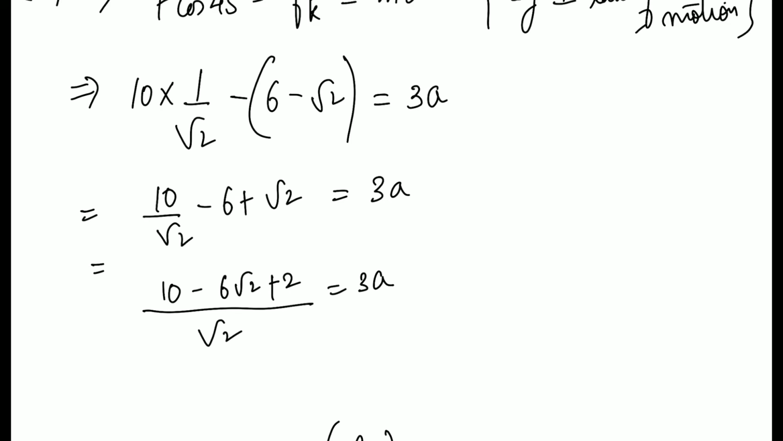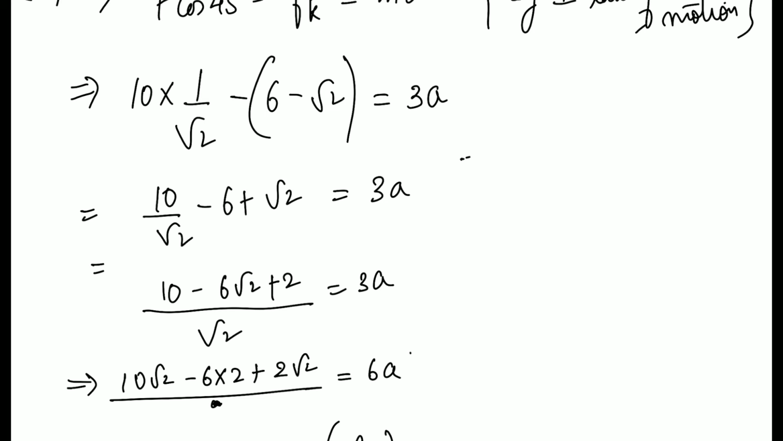I'll multiply with root 2 in the numerator and denominator. You will get 10 root 2 minus 6 into 2 plus 2 root 2 upon 2, and 2 is multiplied over here. This will be 6 times a. So from here, let me solve it further. This will be 12 root 2 minus 12 is equal to 6 times a.